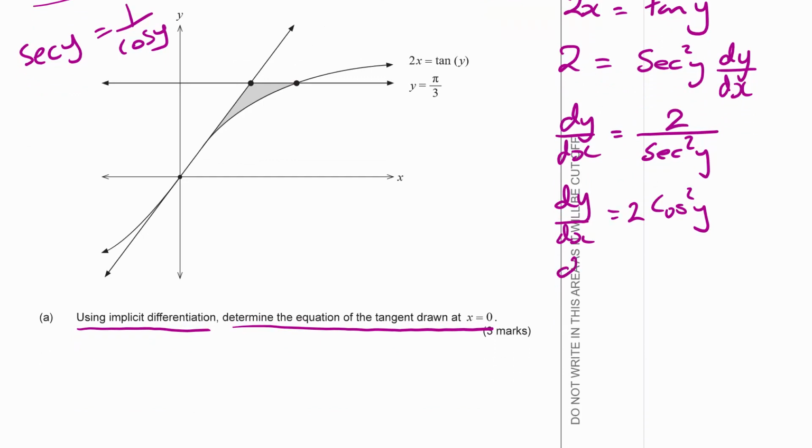So if we want to evaluate that at the point of contact, which is the origin, so x equals 0, y equals 0, the cosine of y is therefore going to be the cosine of 0, which is 1, and so this is just going to be 2. And that tangent goes through the origin, and therefore the equation is y equals 2x.